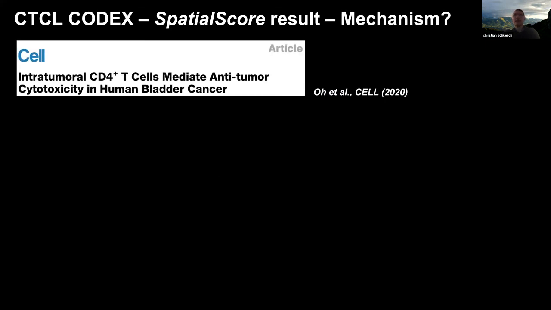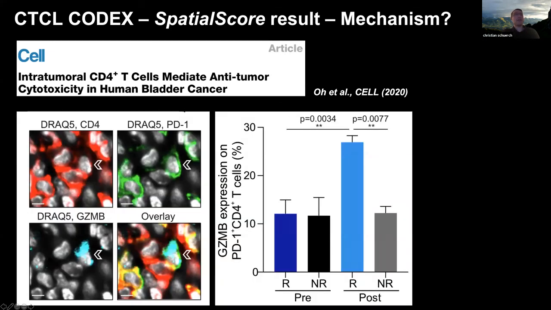So now what's the mechanism of this? Why are CD4 T cells so important? There was a high profile paper last year in Cell that showed that actually CD4 T cells can also be cytotoxic. And this idea has been around for a while, but it hasn't been very much promoted. So we found this very interesting.